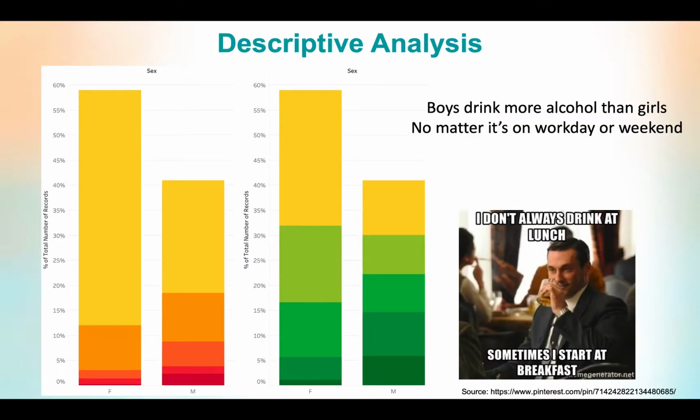And then this is the alcohol consumption grouped by gender. We can see that boys drink more alcohol than girls, no matter if it's on a workday or weekend. And this explains the reason why the females have better academic performance.